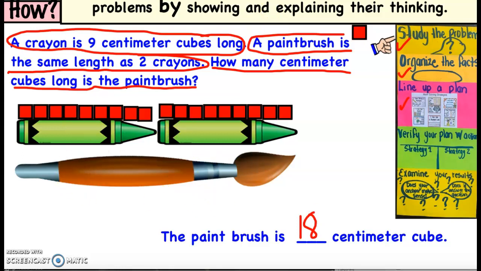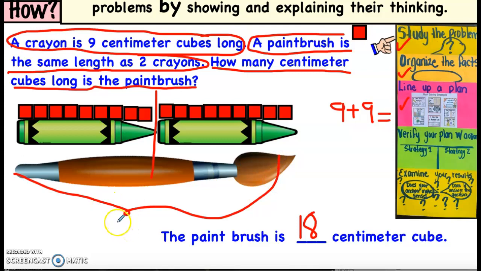So if I take these cubes here, this is 9, right? So we have 9 plus 9, which is the same length as the other crayon, is going to give us what? It's going to give us 18. So that means that the paintbrush is how many centimeter cubes long? It is 18. So the total is 18.